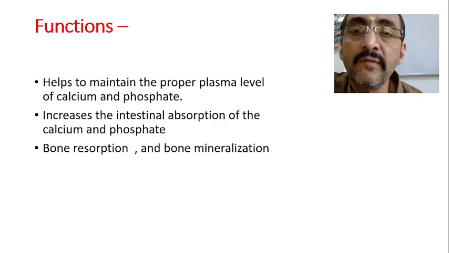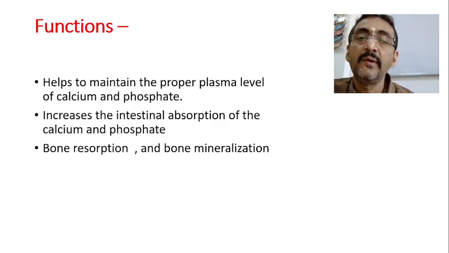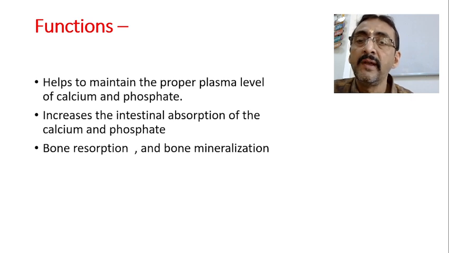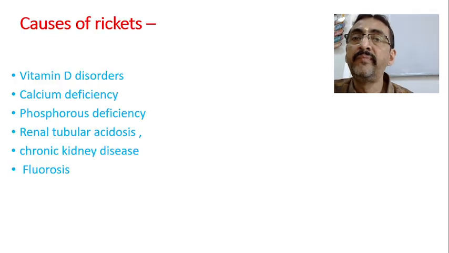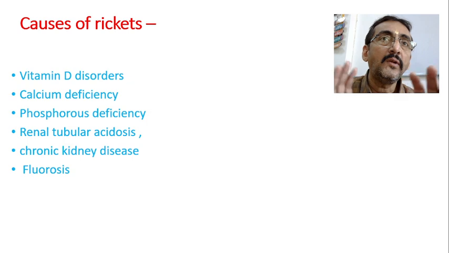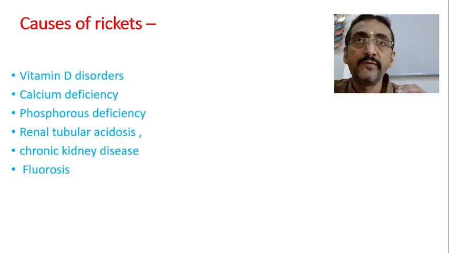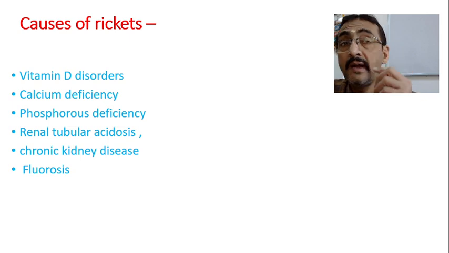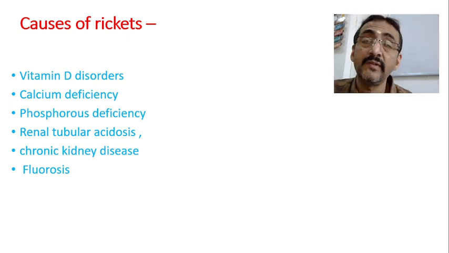Now some of the very important functions of vitamin D, which we have discussed many times: it helps to maintain the proper plasma level of calcium and phosphate. It increases intestinal absorption of calcium and phosphate, bone resorption and bone mineralization, two important functions. This is all about vitamin D: how it forms, storage form, active form, and many other things. Now, the 1 alpha hydroxylase enzyme is a very important enzyme, because if that enzyme is absent, there will not be any active form of vitamin D, and that leads to rickets.